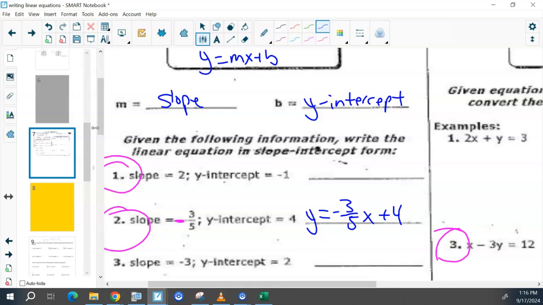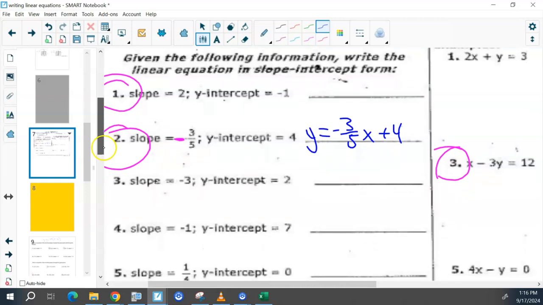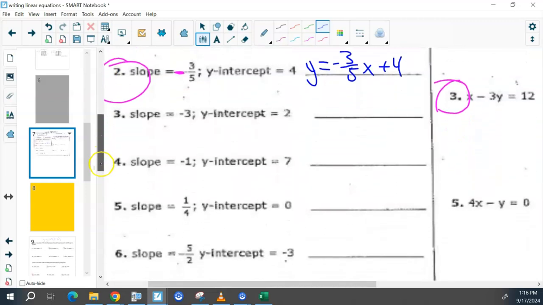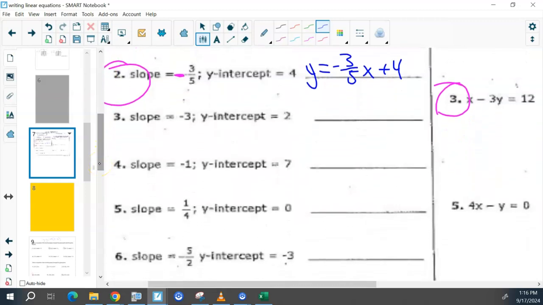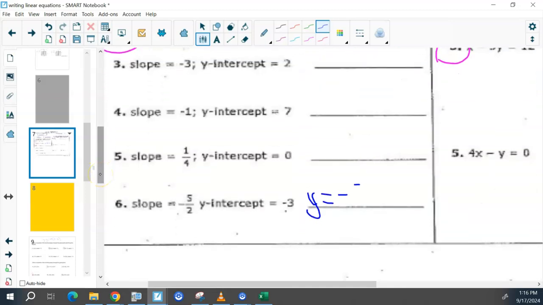We'll do one more. Number 6. This is -5/2, or 5/2. Y-intercept is -3. How would we write that equation? Y equals -5/2 x. Good.